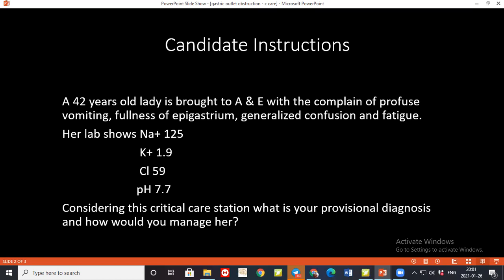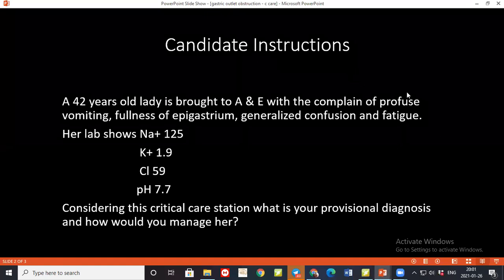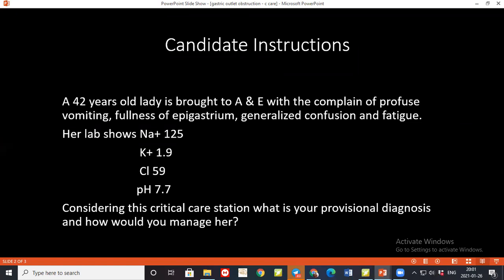Can you name a few causes of gastric outlet obstruction? Yes, sure, ma'am. Either benign or malignant. In the benign, it could be secondary to chronic peptic ulceration that has led to stenosis, or it could be a duodenal web or a gastric polyp. And in the malignant, it could be secondary to pancreatic carcinoma or gastric carcinoma.